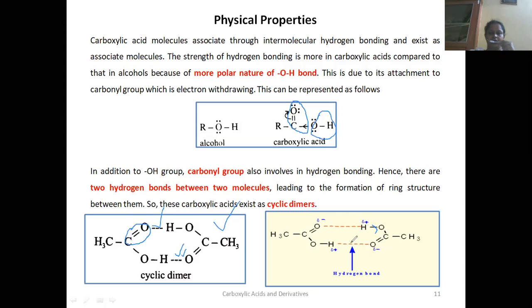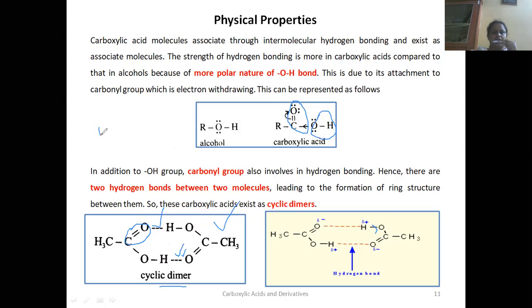Here the dotted lines indicate the hydrogen bonding or electrostatic attractions. Because of this hydrogen bonding, this is forming a circle. This circle is known as cyclic dimer. It is known as cyclic dimer because a dimer is forming with two molecules of carboxylic acid and it is cyclic. And this is known as association. Therefore, carboxylic acids exist as cyclic dimers and also as associated molecules.